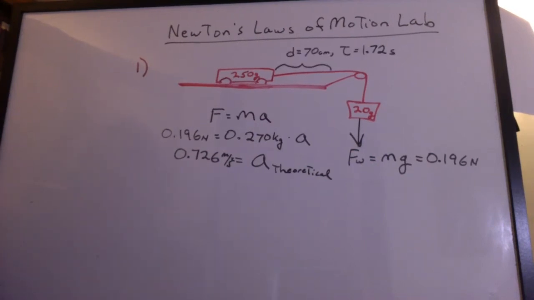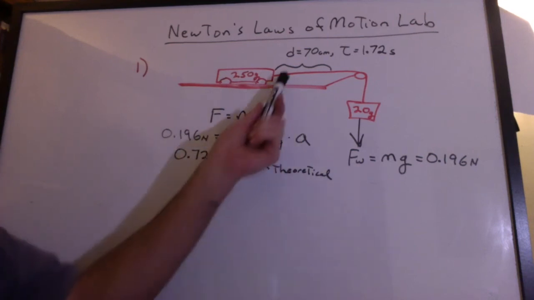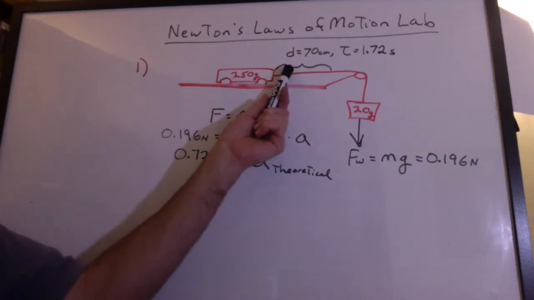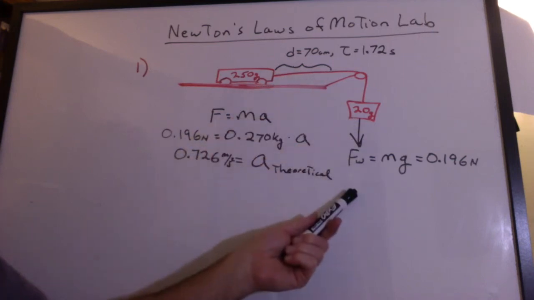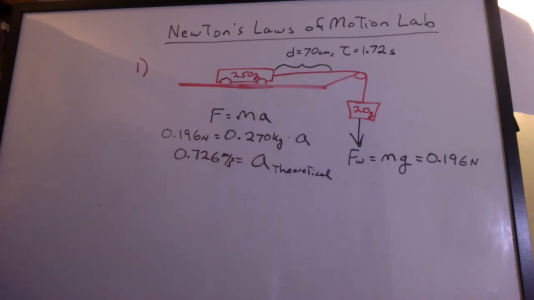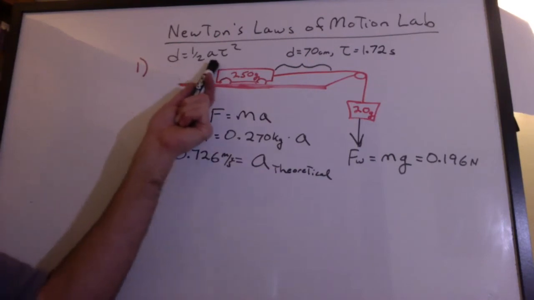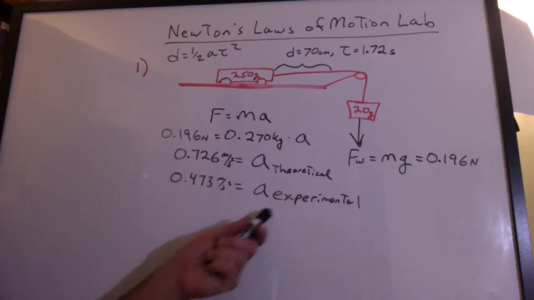Now for the experiment. You let the cart go. Maybe you've got a nice sized table. Make sure it's level. You have a distance of, say, 70 centimeters. Make sure you have enough room for the weight to fall. It's got to fall 70 centimeters then, in a time of 1.72 seconds. Just use distance equals 1/2 at squared. And that acceleration, 0.473 meters per second squared, is the experimental.